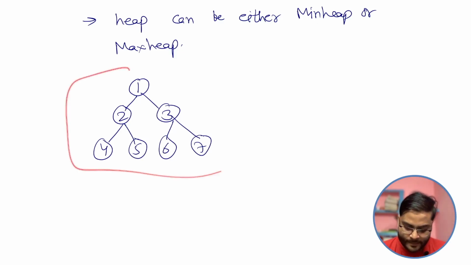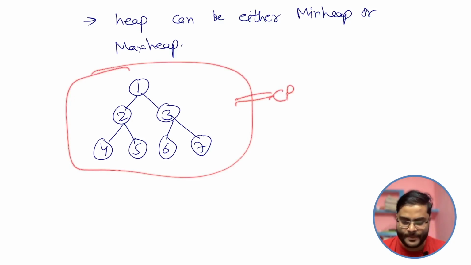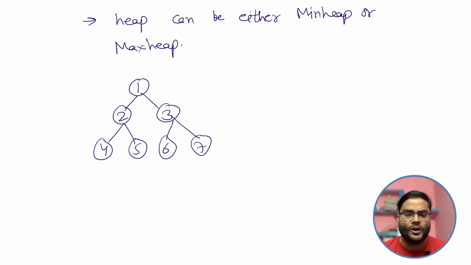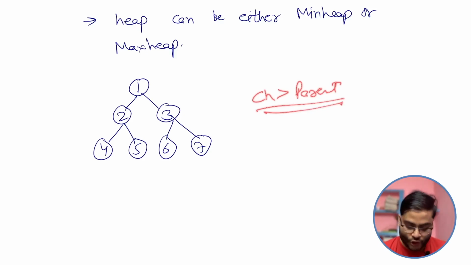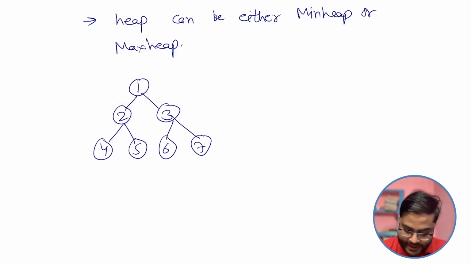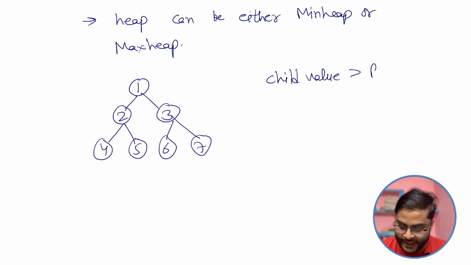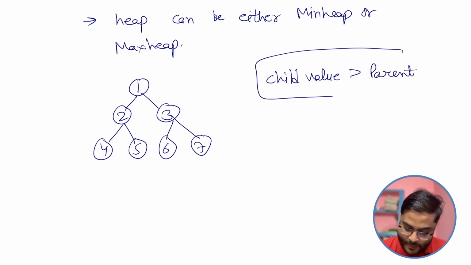So it is our complete binary tree, right? We know that it is our complete binary tree, but it also contains one more property. What is it? Can you find? See, we have 1, it is the parent, and 1's children are 2 and 3. So 2 is a child of 1. Child is greater than parent, right? So 2 is greater than 1. Let's write this property. Child value is greater than parent. Okay, let's keep this property in mind.